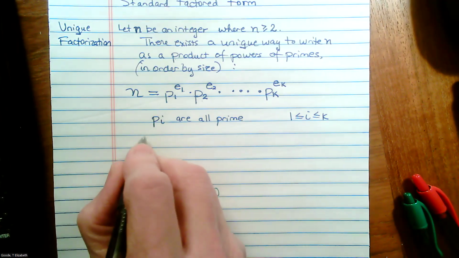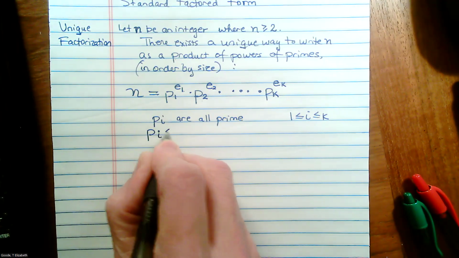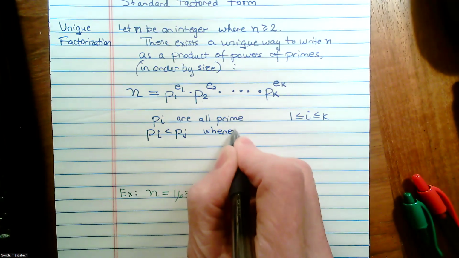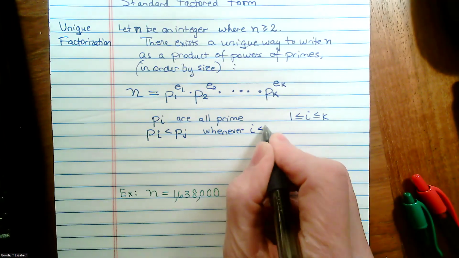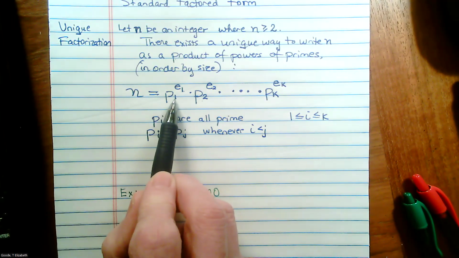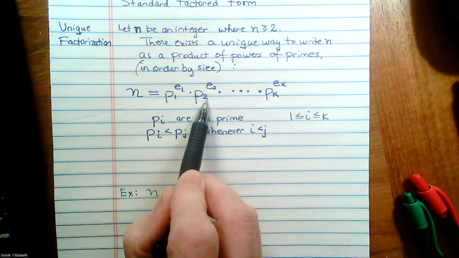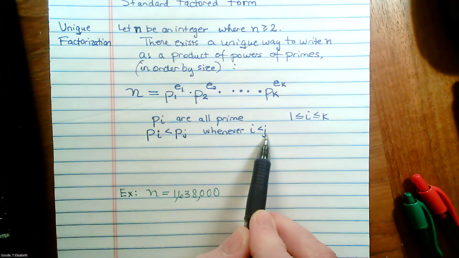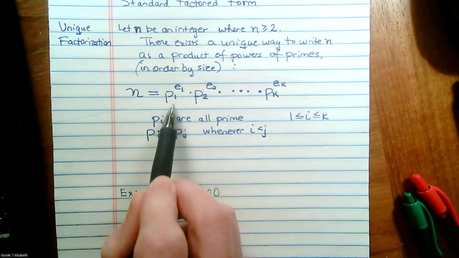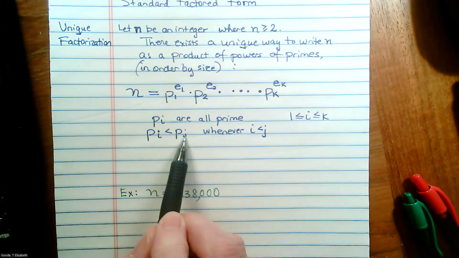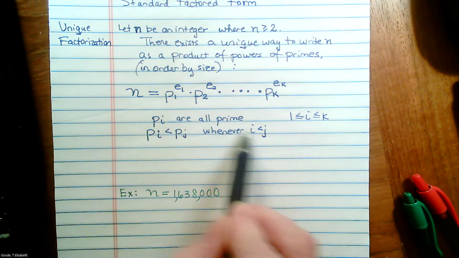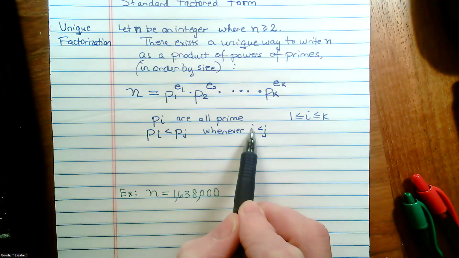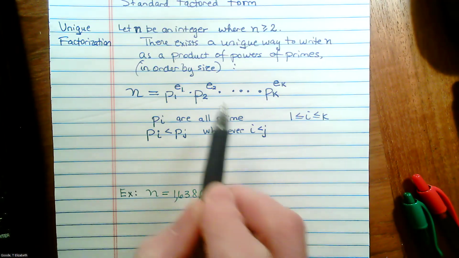And the way we say that is we say P sub i is less than P sub j whenever the i index is less than the j index. In other words, that indexing number one is less than the indexing number two. So one is like our i, two is our j. Well, this says that P sub 1 is going to be less than P sub 2 because one is less than two. See what I mean?